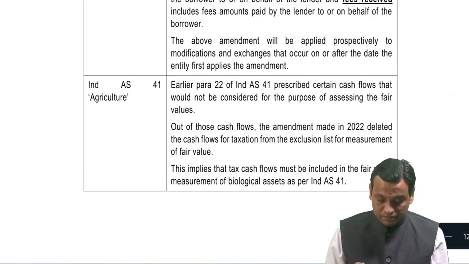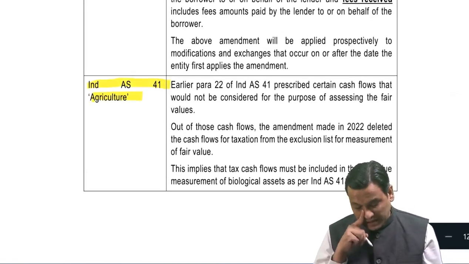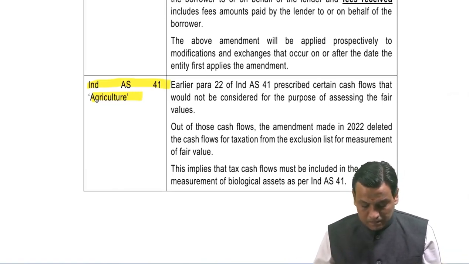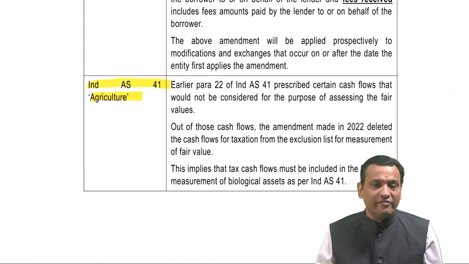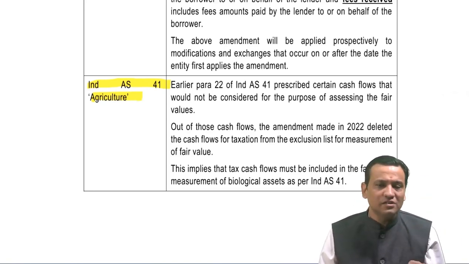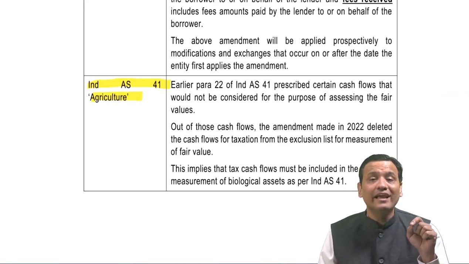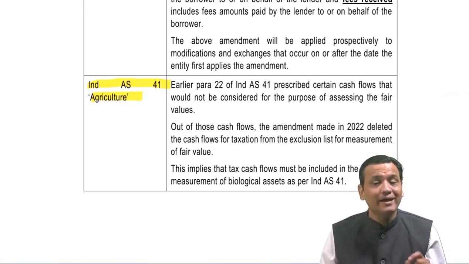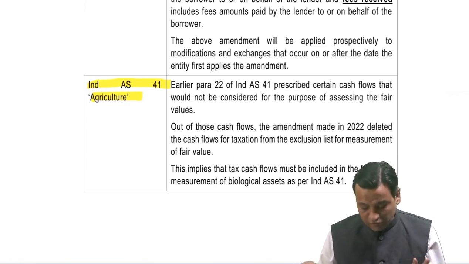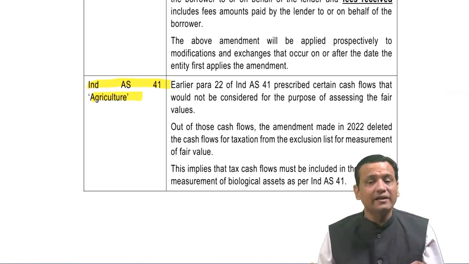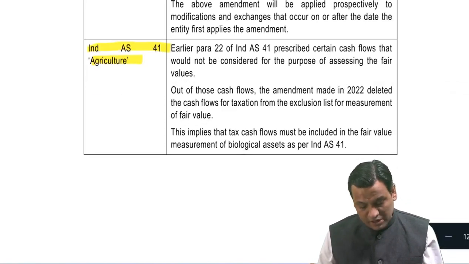Coming on to Ind AS 41, while considering fair value, certain cash flows would not be considered. There was a list of cash flows that should not be considered for the purpose of determination of fair value, in which cash flows for taxation was included in the exclusion list. Now the amendment has deleted the cash flows for taxation from that exclusion list. It means that the tax cash flows must be included in the measurement of fair value.